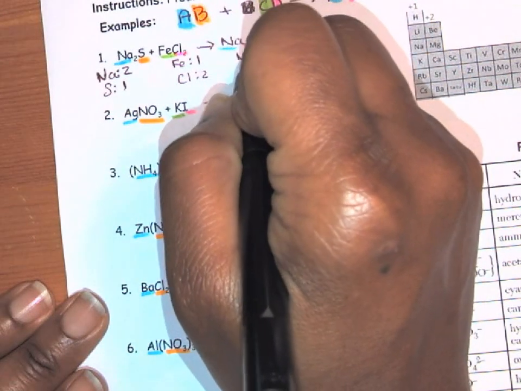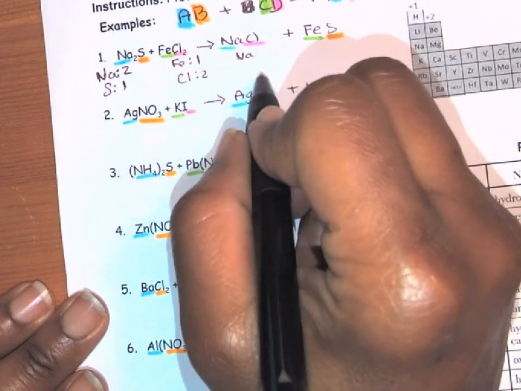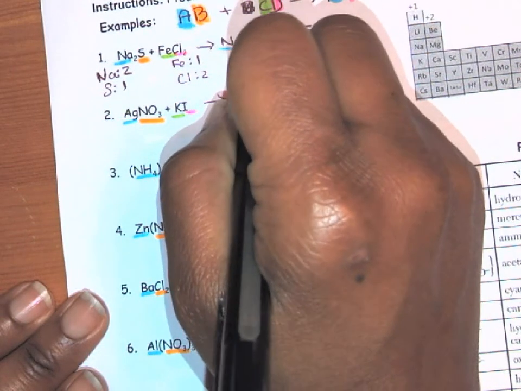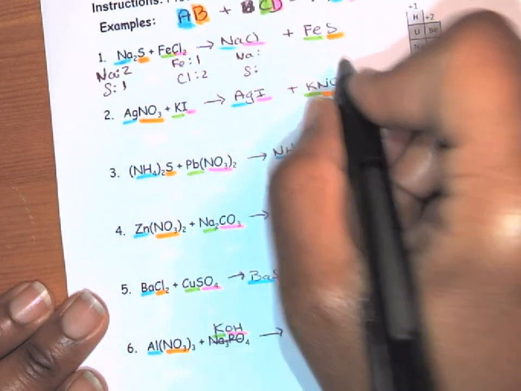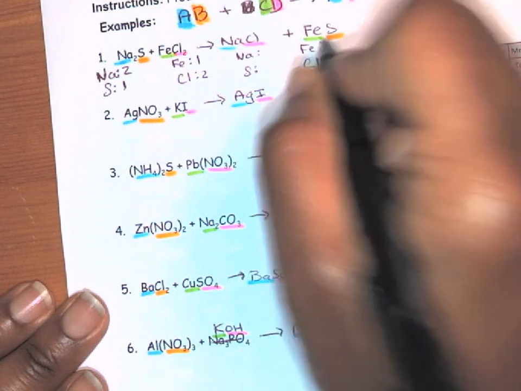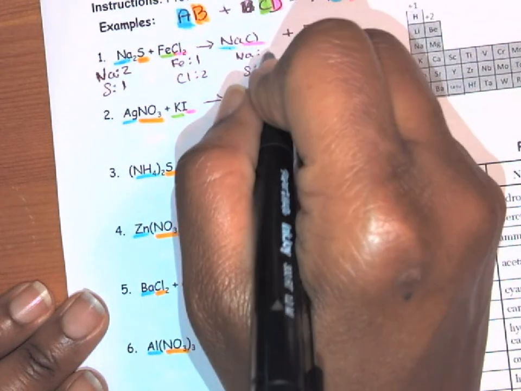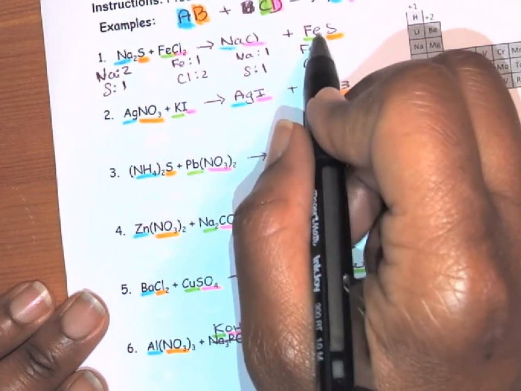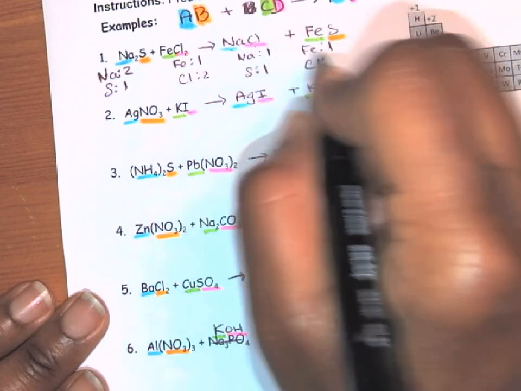So we're going to do the same thing on the product side, and I like to keep it in the same order. So sodium and sulfur, I'll just rewrite my cation and anion groups, and then I'll count them. So sodium, we've got 1. Sulfur, we have 1. Iron, we have 1. And chlorine, we have 1.